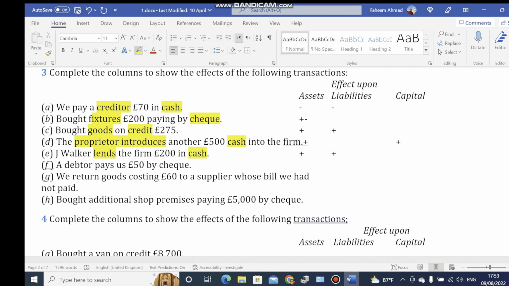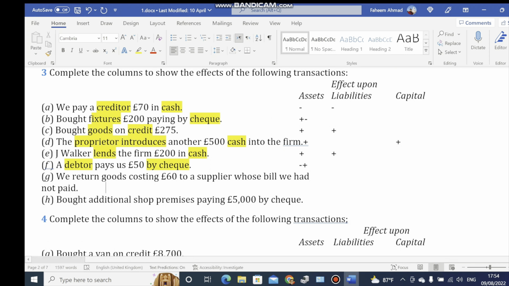Okay, next we got: a debtor pays us 50 pounds by check. So two accounts I have to identify: one is debtor and one is bank. A debtor is a receivable. Receivable is an asset. When the debtor paid us, the balance of debtor is falling, decreasing. Therefore, assets decreasing. On the other hand, 50 pounds paid by check means 50 pounds are going into our bank account. So our bank balance is increasing. Bank balance is an asset that increases, positive.